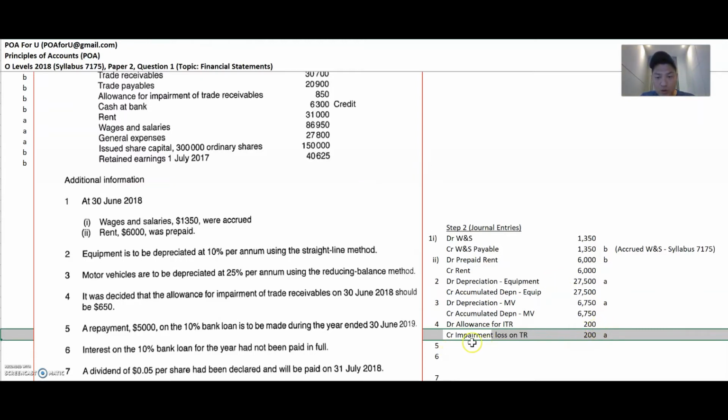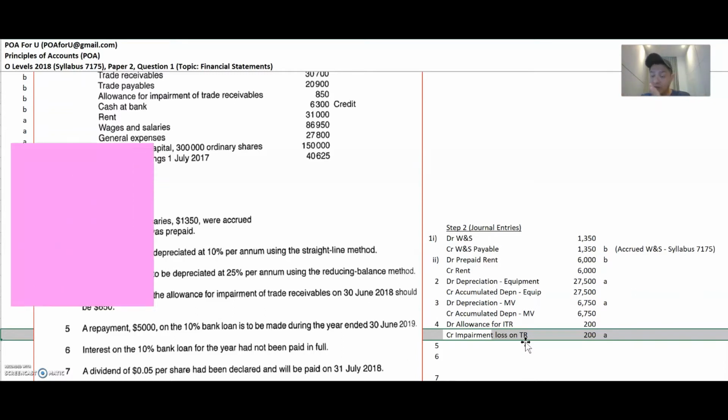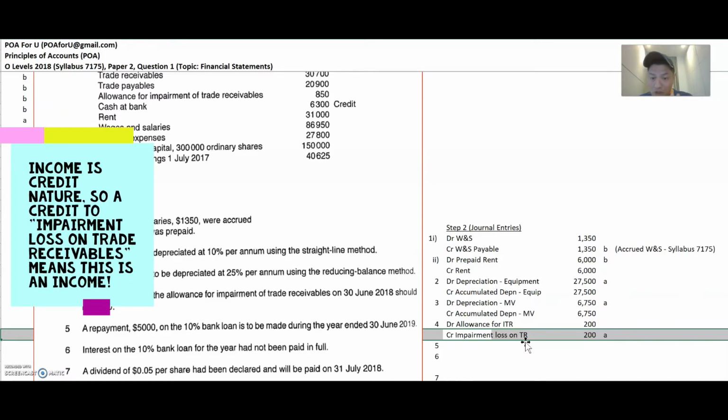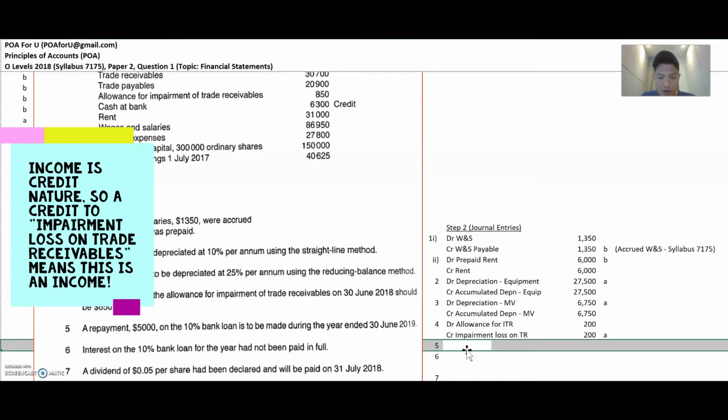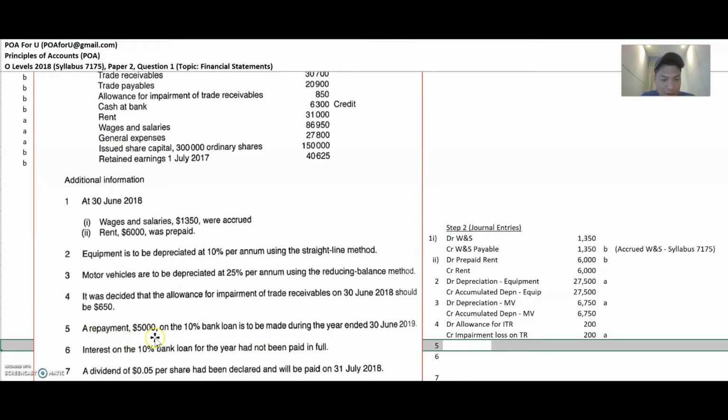Now, if you notice, this is a credit to impairment loss on trade receivables, so when you move it to the statement of financial performance, you have to put a bracket. This is not an expense. When it's a credit, it's actually the opposite of an expense, in this case an income, so to speak. But it still drops into the expense section, and therefore we put a bracket, and later I'll show you that as well.